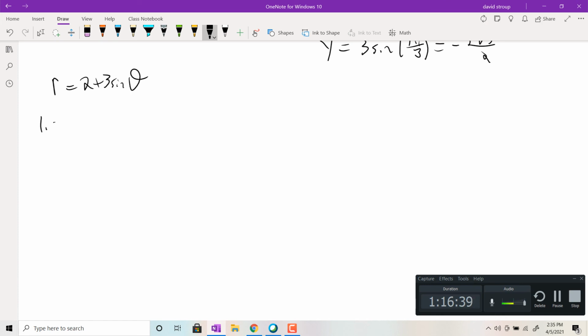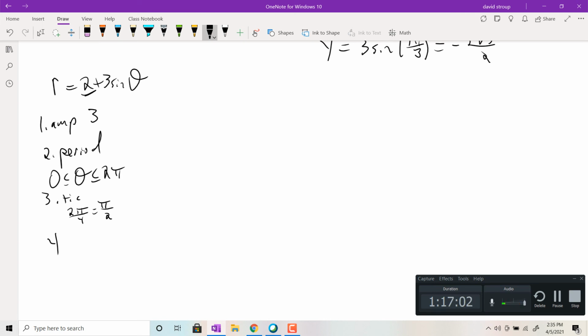So first off, the amplitude is 3. Secondly, the period. There's no phase shift here. There's really no change in the period. It's just going to go from 0 to 2 pi. The period's 2 pi. The tick marks, you can go by pi over 2's. You just take 2 pi divided by 4. So you're going by pi over 2's. And then note there is a vertical shift, shift up 2.